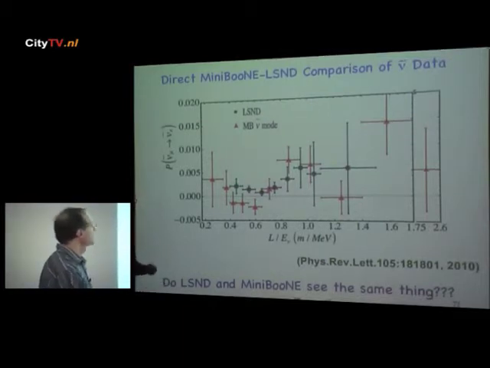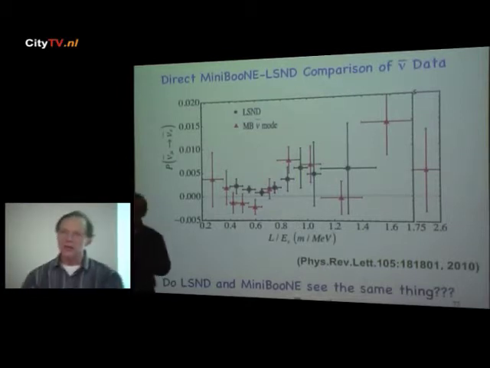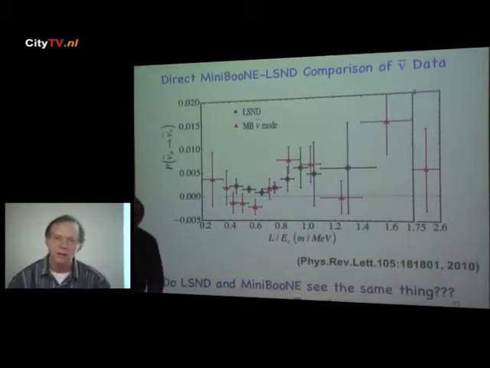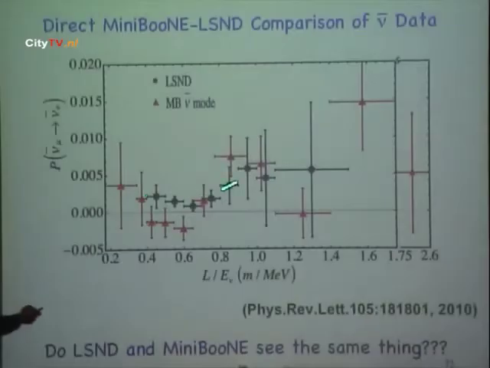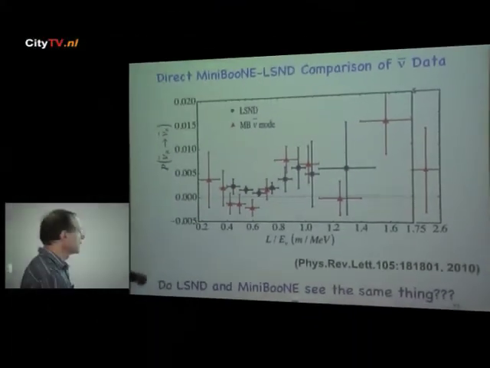Now what you see is LSND saw some effect. MiniBooNE also sees some effect, non-zero oscillation probability. Moreover, although the error bars are big and they need to be shrunk through further data taking, and that's what MiniBooNE is doing, qualitatively, the MiniBooNE data look like they do the same thing as the LSND data.